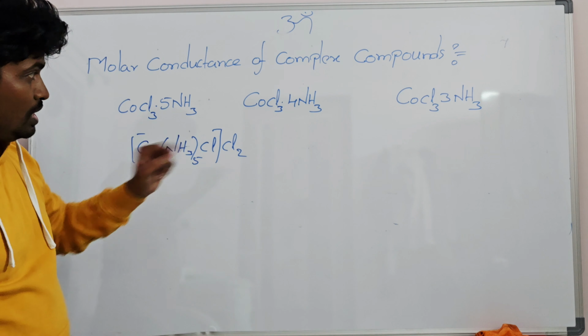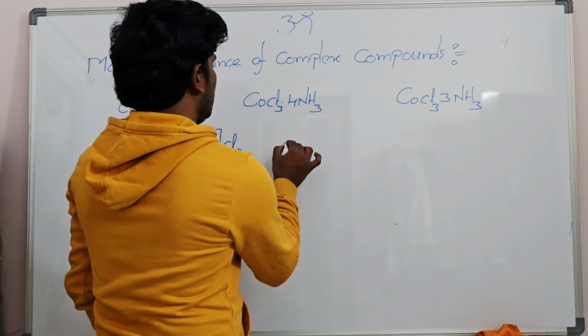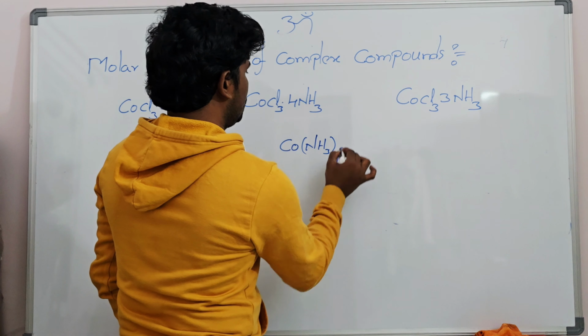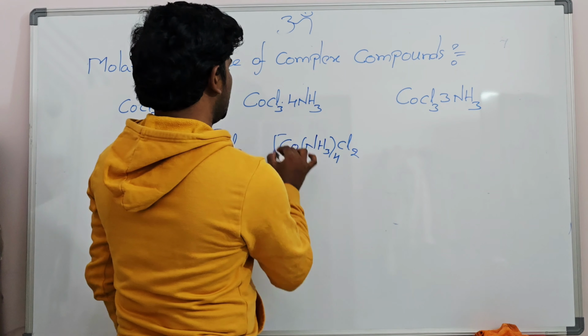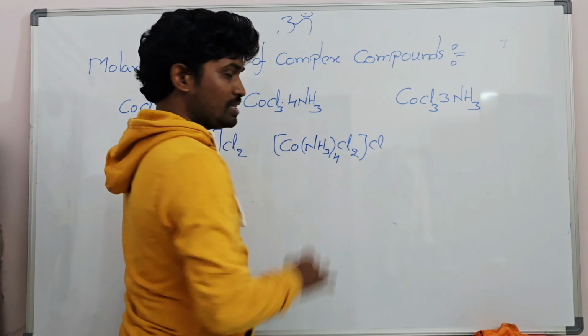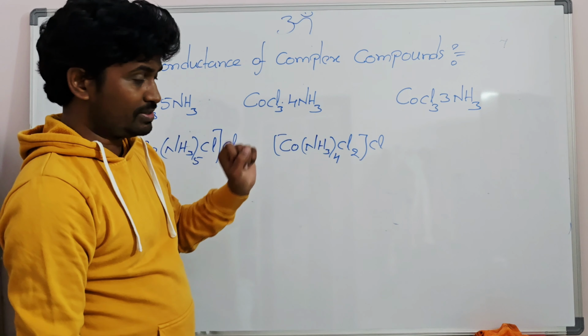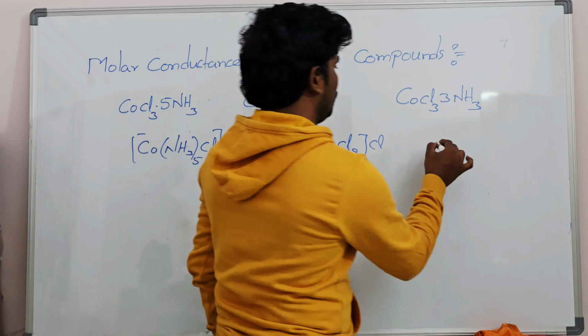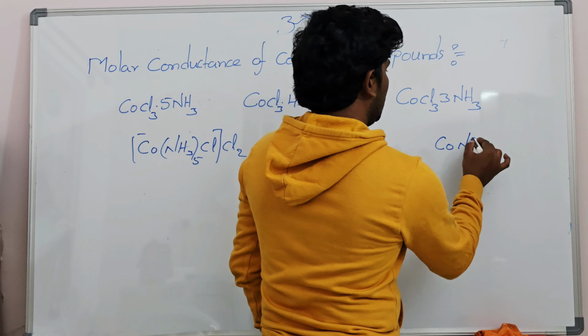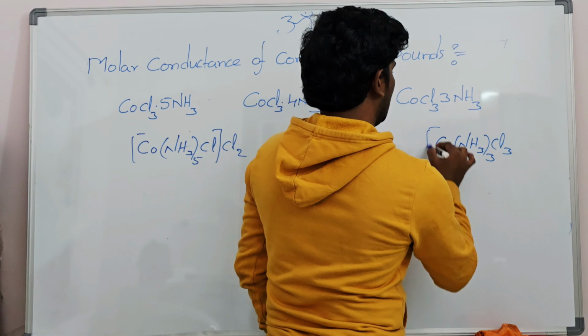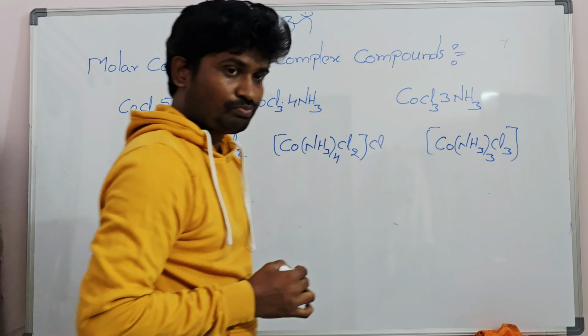This formula. Next complex, observe here. Co NH3 four times, inside two Cl's are present, and outside one Cl is present. This is the representation of this formula as a complex. Next, observe the third one: Co NH3 twice Cl3. This is another complex.